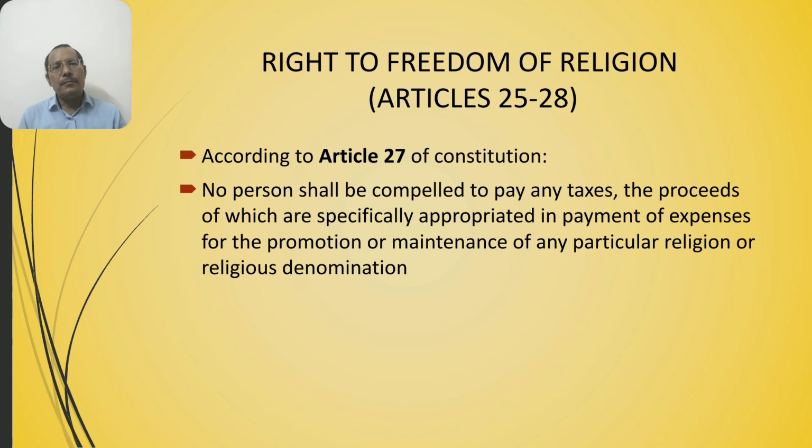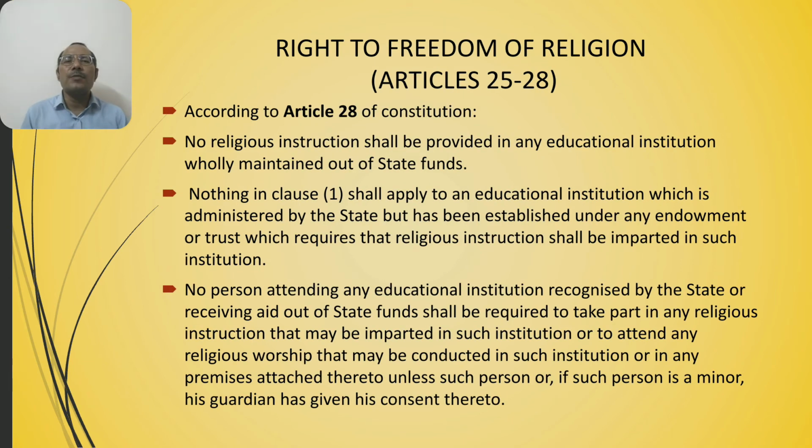But if the tax collected by the government is found to be directed only towards one particular religion, then again under Article 27, the government is trying to restrict. Because of that, this must not be, and the right to freedom of religion is given in our Constitution. Then comes Article 28 of the Constitution. No religious instruction shall be provided in any educational institution wholly maintained out of state funds. If the government is maintaining it, either partly or wholly, then that institution cannot propagate one religion.